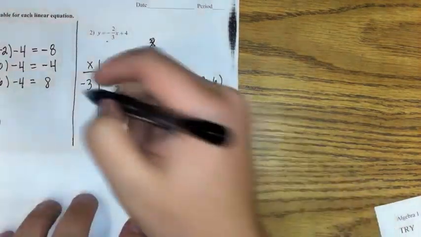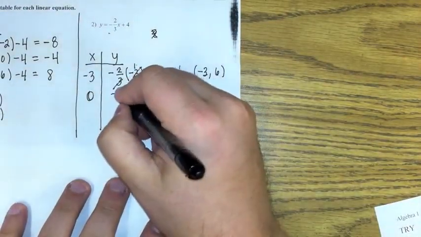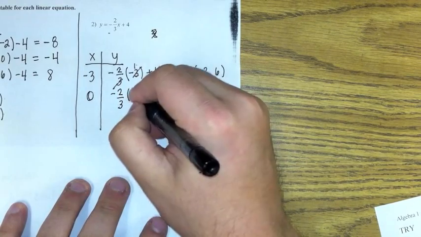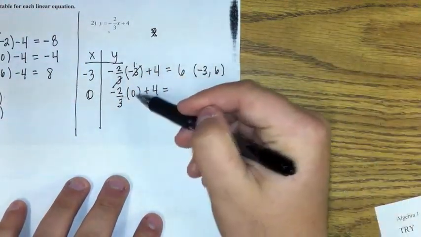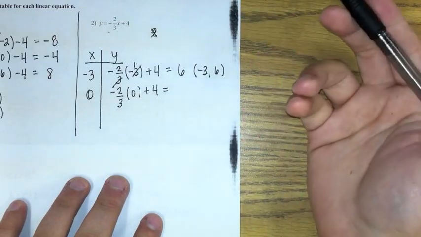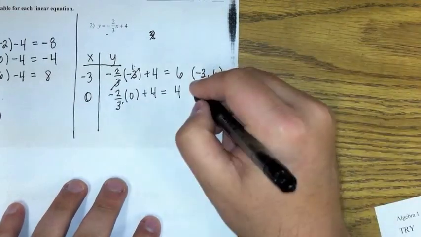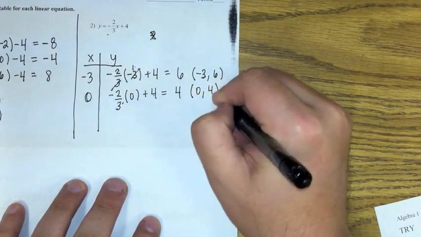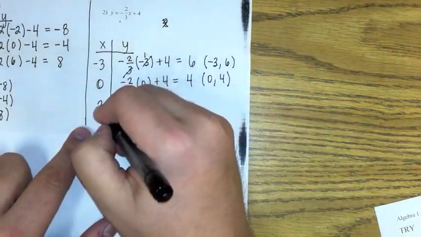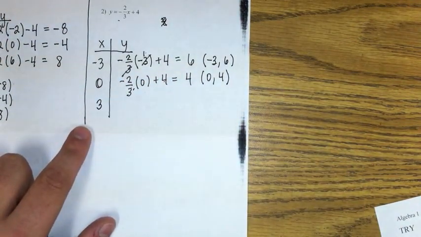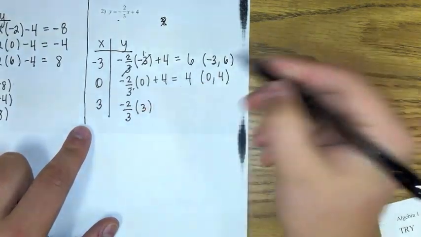Okay, of course, I'll do 0 next. 0 is nice, isn't it? Negative 2/3 times 0 plus 4. Well, 0 times anything is just going to give you a 0. 0 plus 4 is just 4. So 0, 4. Okay. And our last number is the positive 3. So I've got negative 2/3 times 3 plus 4.